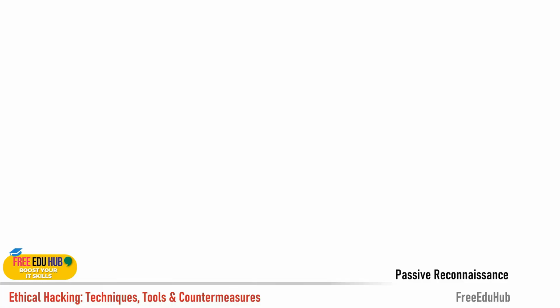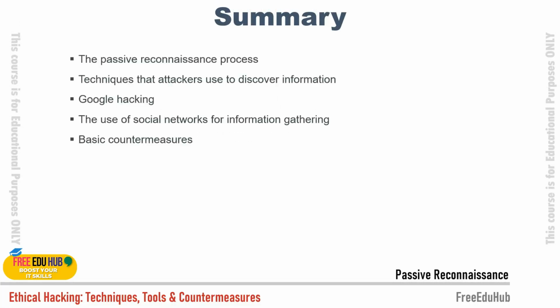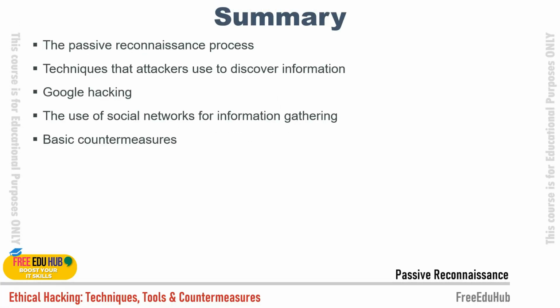So that was about this chapter. We covered the passive reconnaissance process, different techniques that attackers use to discover information, how Google can help in finding certain information about organizations and their websites, and how attackers can use social networks for information gathering, and some countermeasures, how you can fight against those kinds of passive reconnaissance attacks.